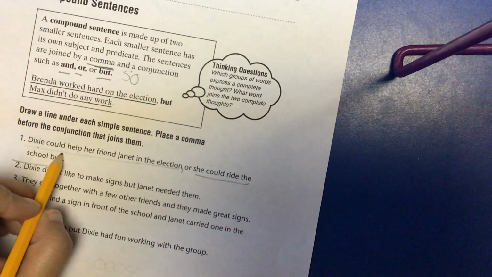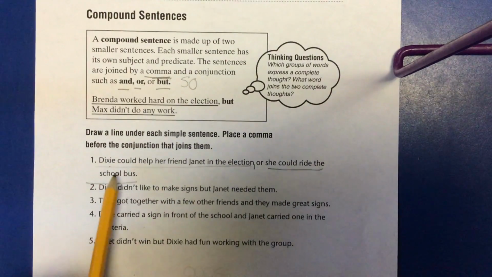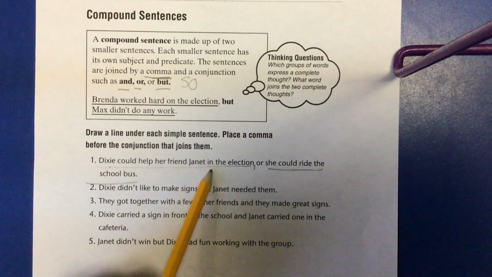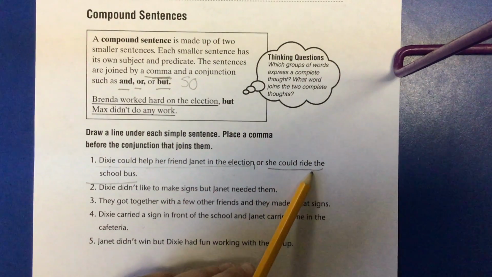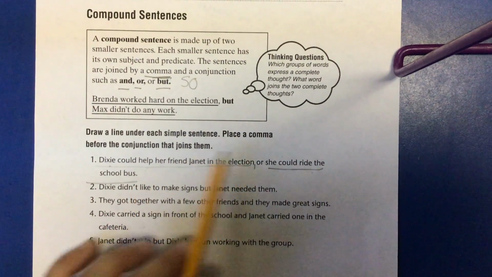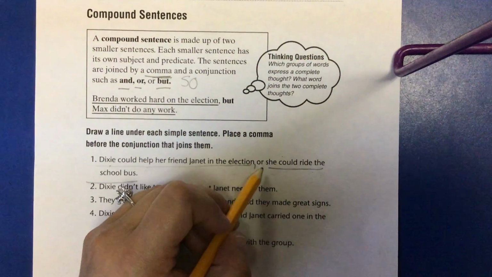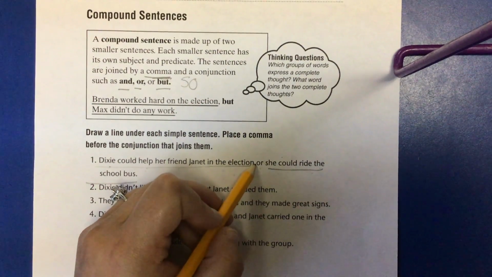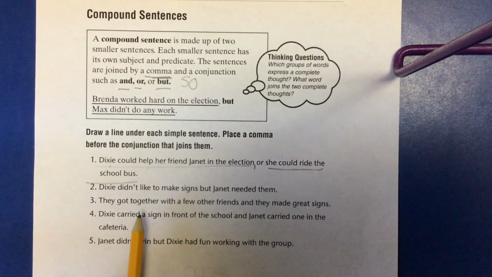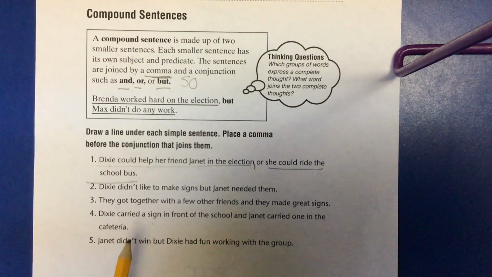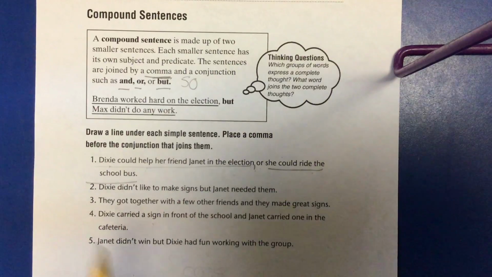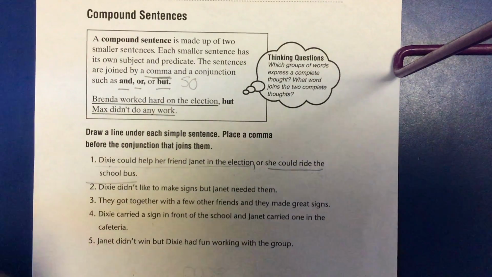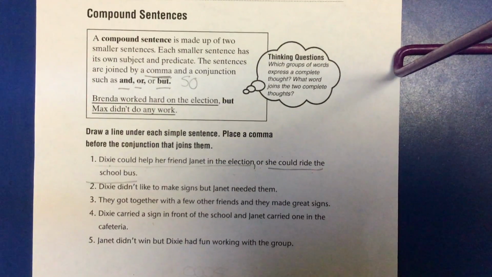Okay. Dixie could help her friend Janet in the election. That's a sentence. And she could ride the school bus. Well, that's another sentence. So they conjoined it with an or, but you have to put a comma before. Before your conjunction always comes a comma. That's something that we struggled with last year, is we got to have that comma before our conjunction.